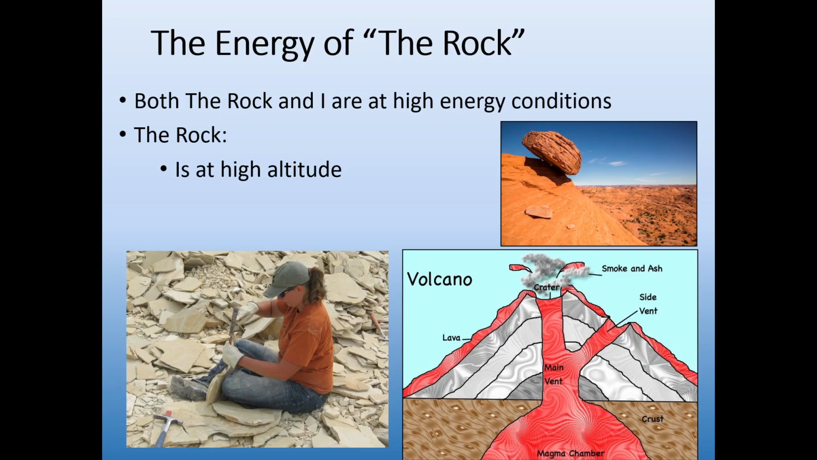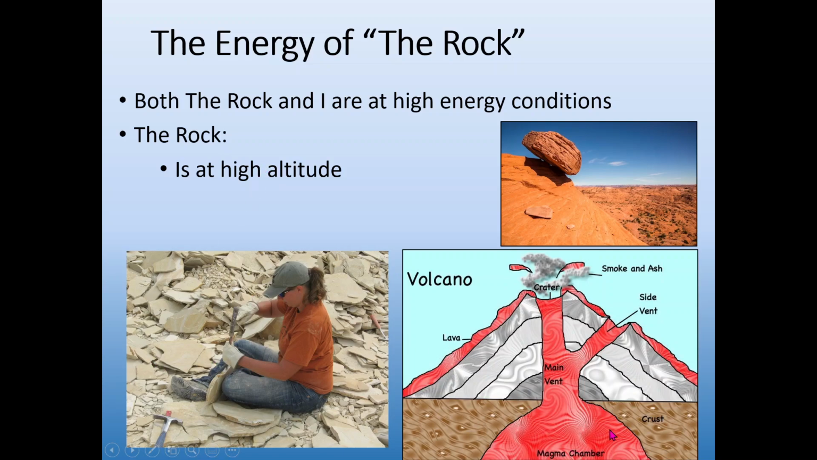The rock is at a high altitude. I was up in a mountainous region. It was up high. I was in a quarry up at the top of the quarry, and so there was space for that rock to roll downhill. It is currently at a high energy altitude or high energy space. How did it get there?